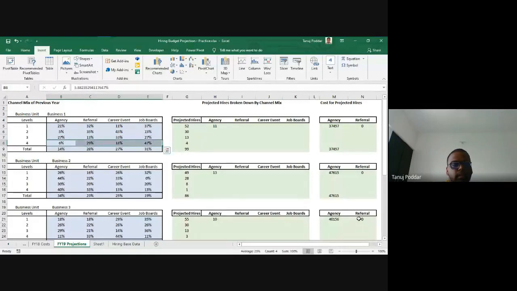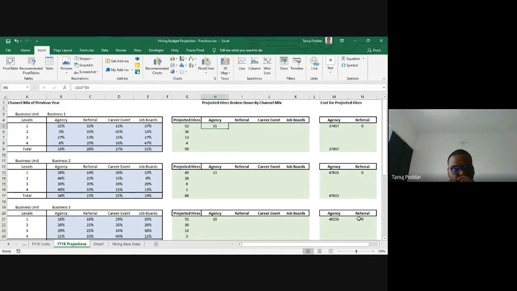If I have to hire 10 people in level 4 in business 1, then 6% of them will come from agencies, 47% will come from job boards, 18% will come from career events, and 29% will come from referrals, right? This is what we'll use to calculate how many people we'll get. So if we have to hire 52 people here, how many of them are going to come through agency, referral, career event, job boards?